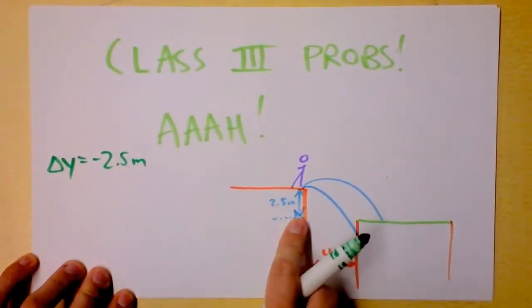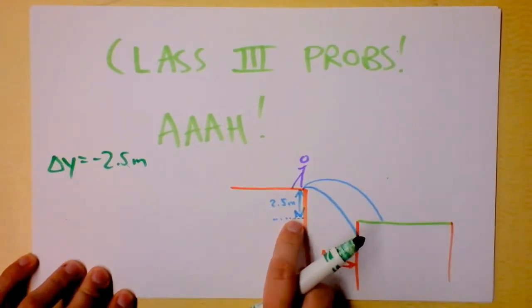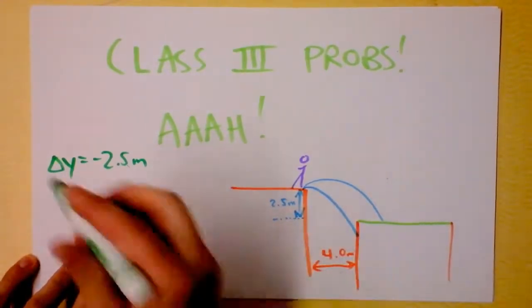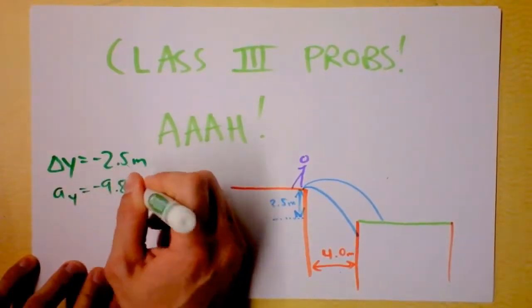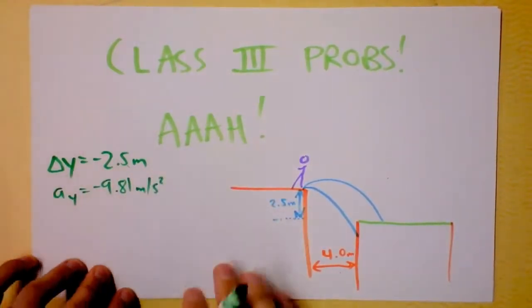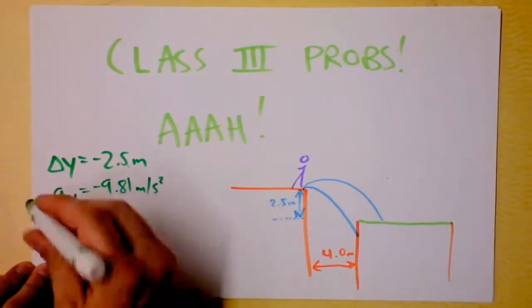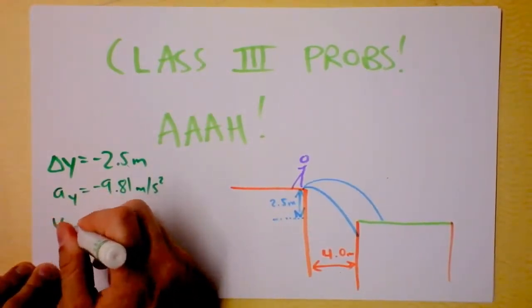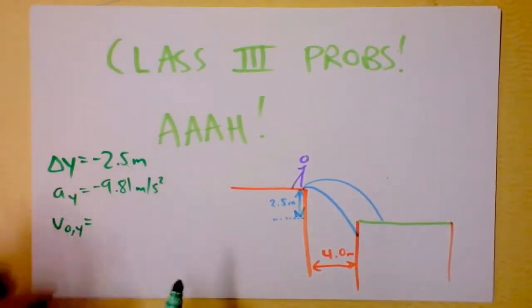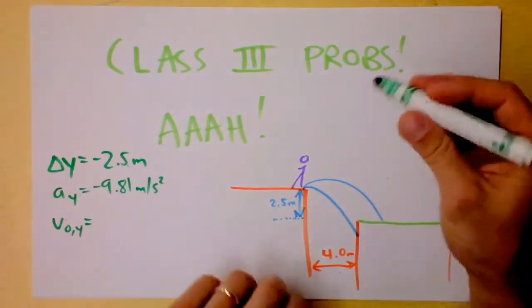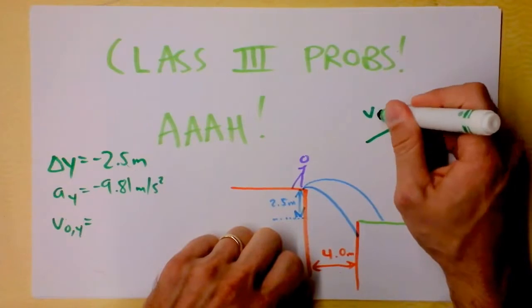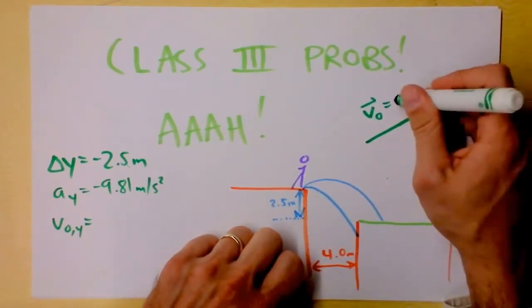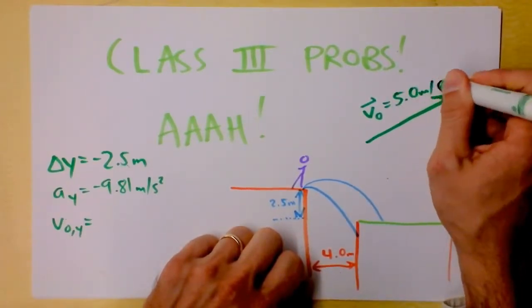Now, you need to figure out why I said it was negative, because I'm not going to waste my time talking about that. Be very careful. And you could say that the acceleration in the y direction is negative 9.81 meters per second squared. And you could say that the initial velocity in the y direction, oh, could you? What is the initial velocity in the y direction? Before we even begin this problem, we need to draw his initial velocity vector. And this velocity is the full speed, 5.0 meters per second.